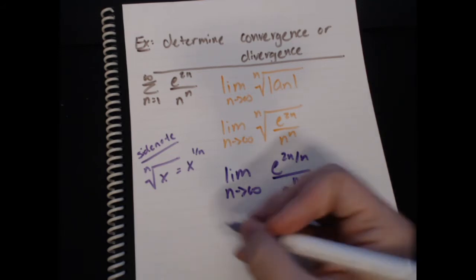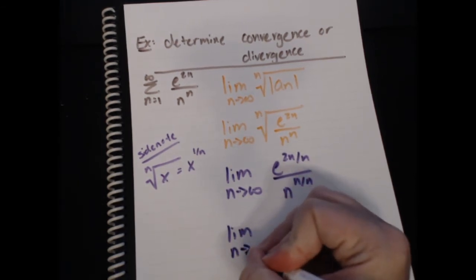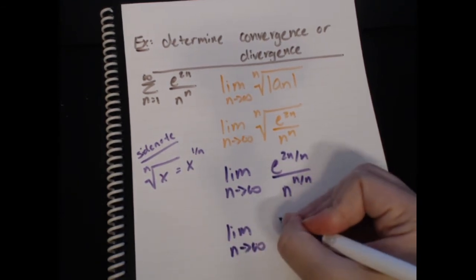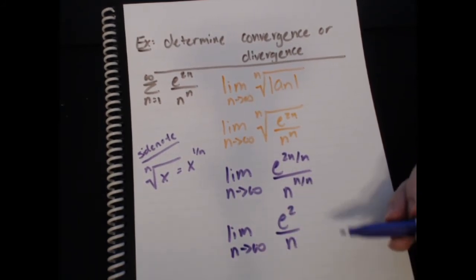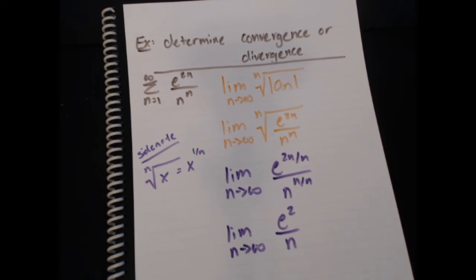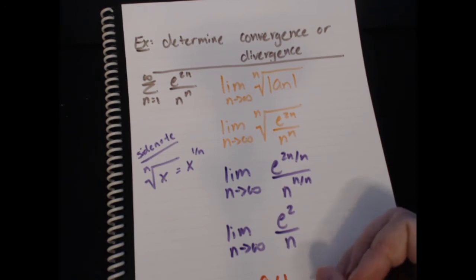Yeah. Okay. So the nice thing is we get the limit as n approaches infinity, and this is just going to be e squared over n. If I plug in infinity, where am I going? To 0. 0 is less than 1, and because of that, it converges.